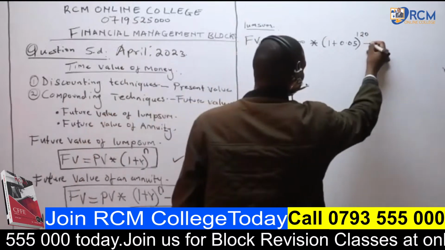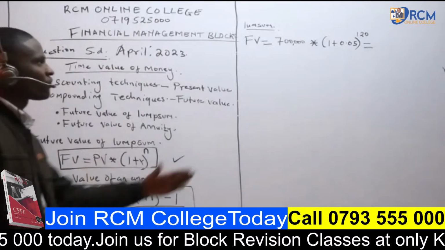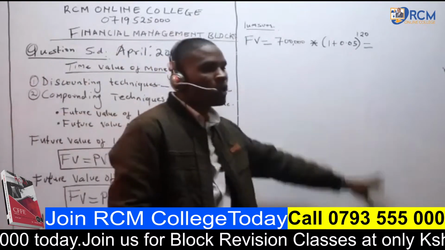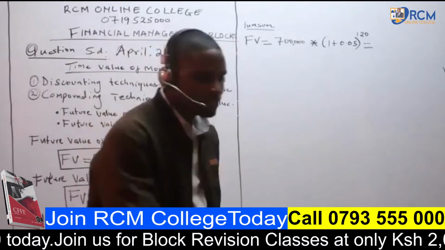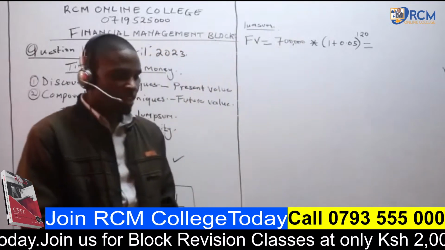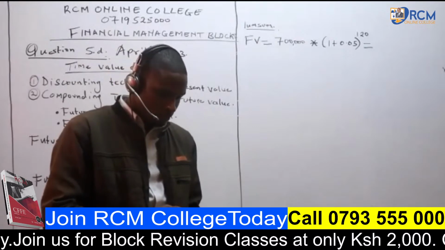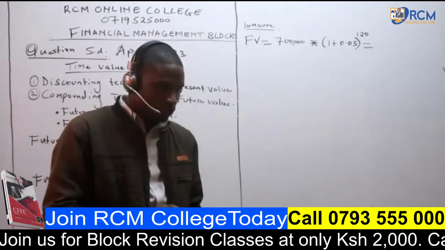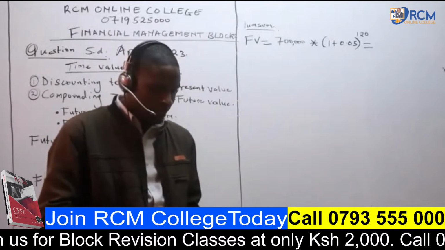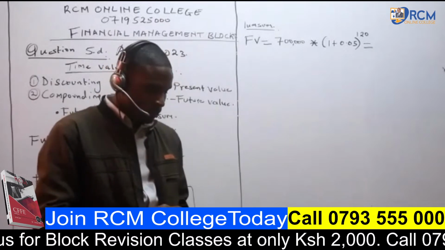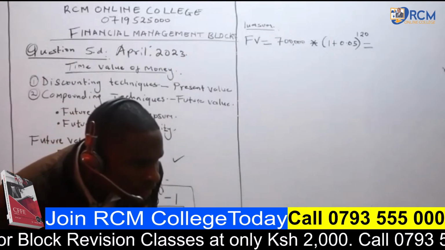So how much are we going to get? What is the future value of 700,000 for Mr. Osoro? If you have a calculator, you can assist us there. 1.05 raised to 120. Please don't put a negative. What are you getting, people? Are we supposed to divide?